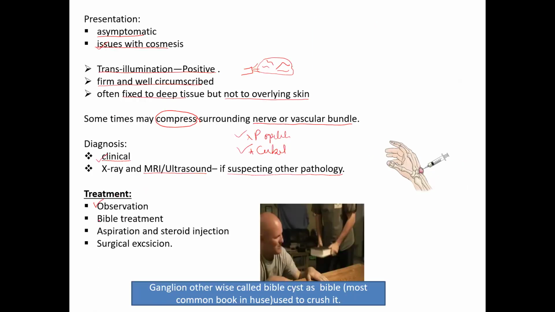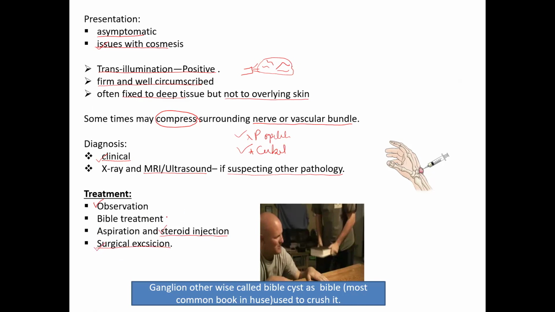If the patient still wants some treatment, you can do aspiration of the fluid. We can aspirate the mucinous fluid collection, and we can give an intralesional steroid injection. As I told, we can give either long-acting methylprednisolone or triamcinolone. If the patient is having recurrence or the swelling is causing compression over the neurovascular tissue, we need to go for surgical excision of the tissue.